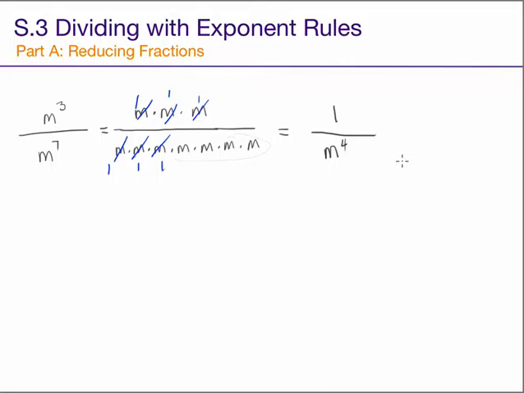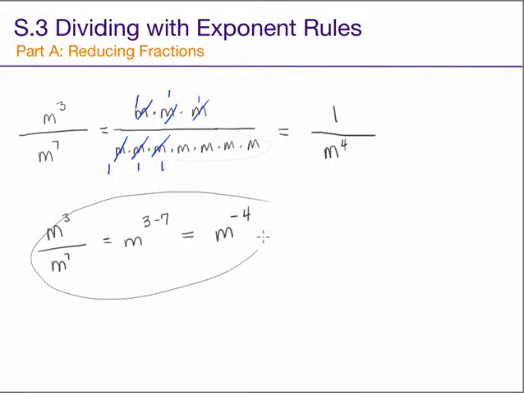In the previous example, I had T to the 5th over 1, because I had copies left on the top and none left on the bottom. In this example, I have 1 over M to the 4th, because I have copies left on the bottom and none left on the top. If I use my subtraction rule here, I get M to the 3rd over M to the 7th equals M to the 3 minus 7. Be careful here, 3 minus 7 is negative 4.